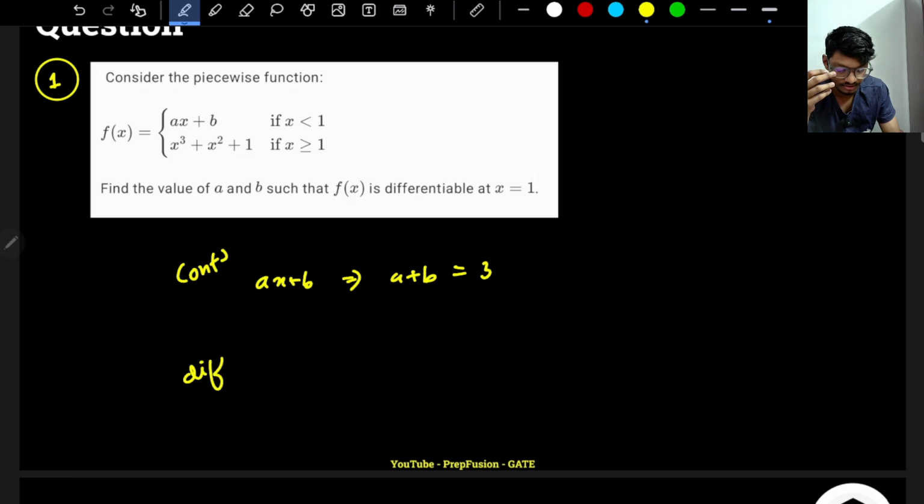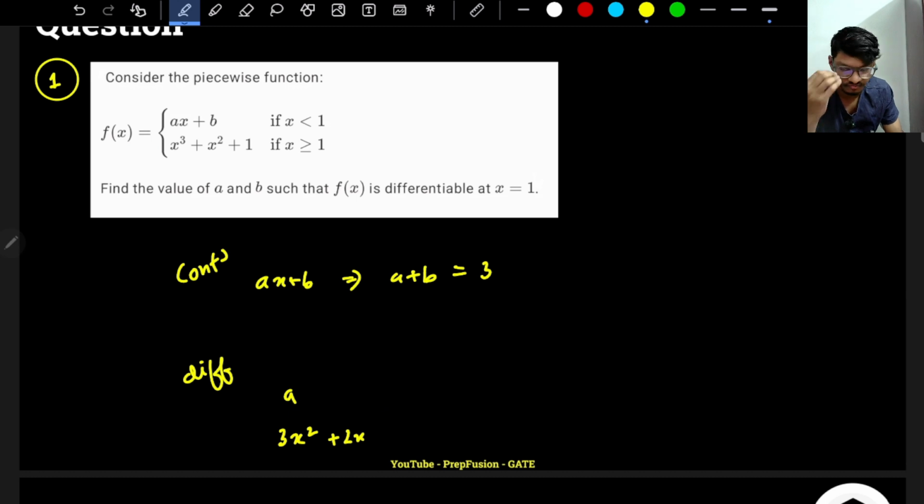Now we'll check for differentiability. To check differentiability, simply differentiate the two functions. If I differentiate the first function, it will be a. If I differentiate the next function, it will be 3x square plus 2x. Now again, the left hand derivative and the right hand derivative must be equal if the function is differentiable. So of course, I will equate them.